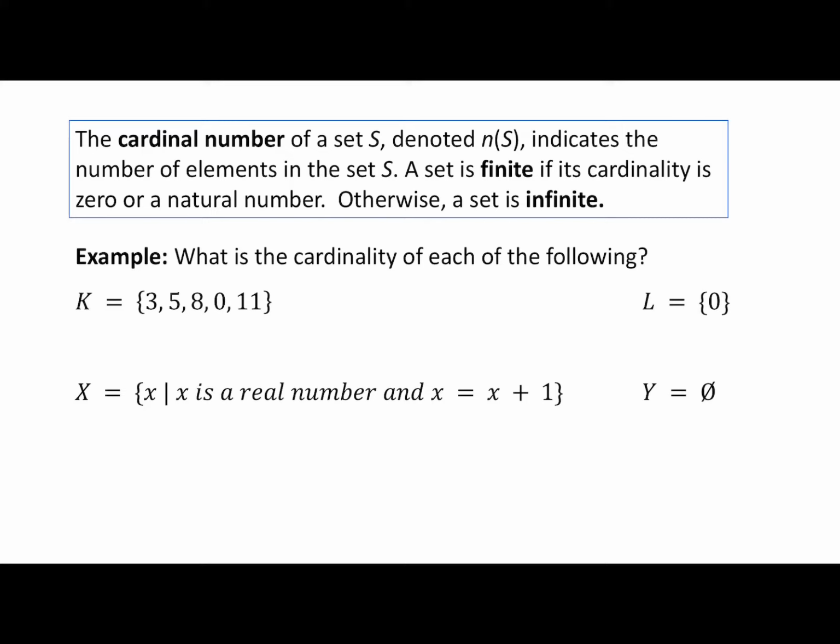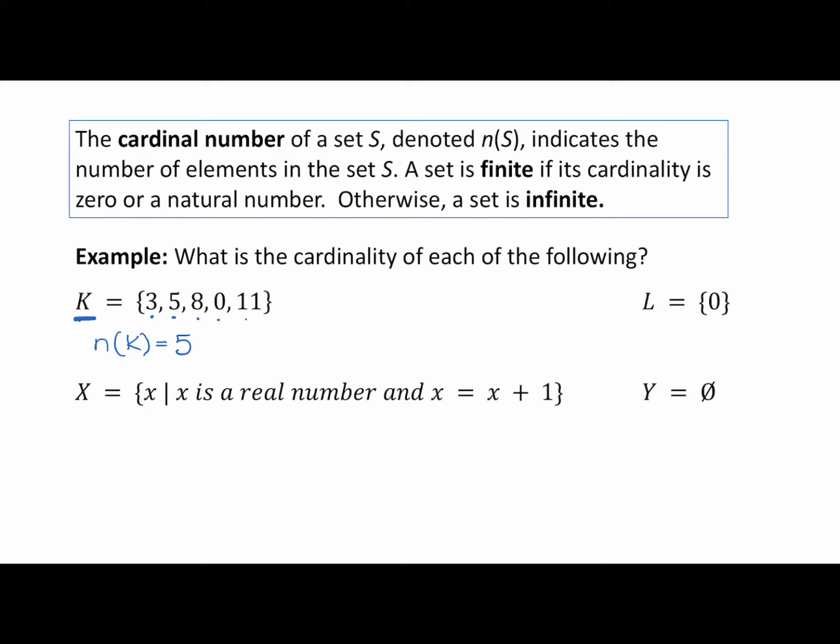So let's look at an example here. Let's start with the set K, and let's determine its cardinality. K consists of the elements 3, 5, 8, 0, 11, and we're just going to count the number of elements in here. So I have 1, 2, 3, 4, 5. So that means that n of K is 5.